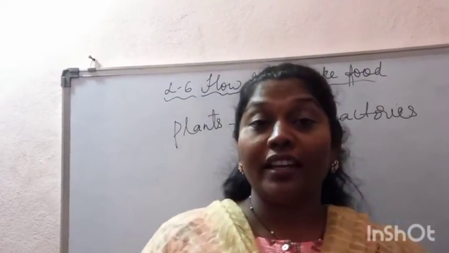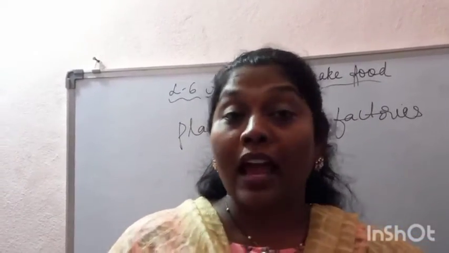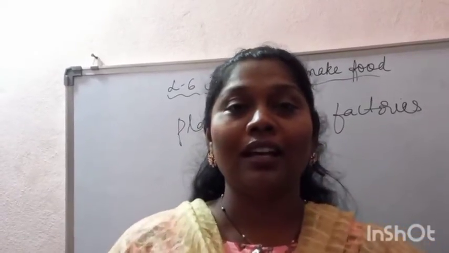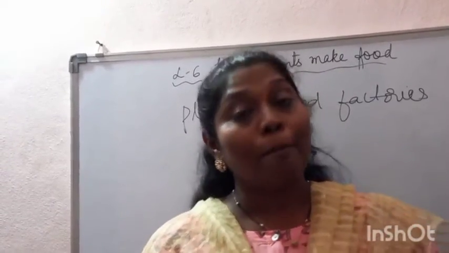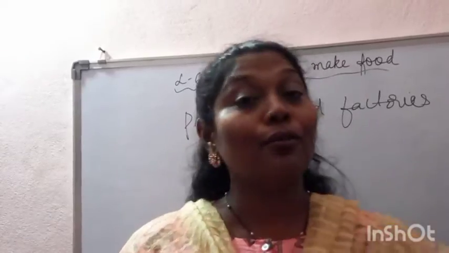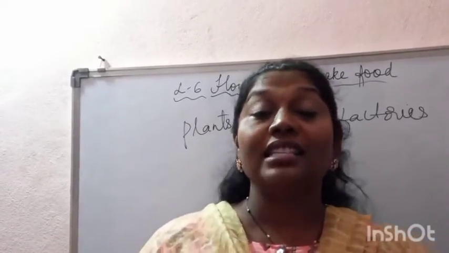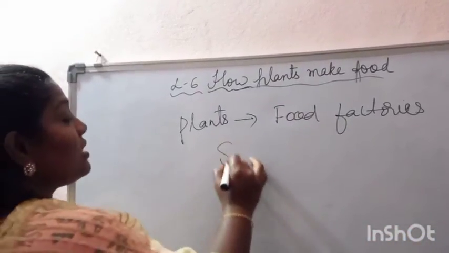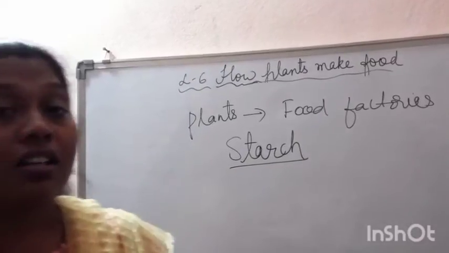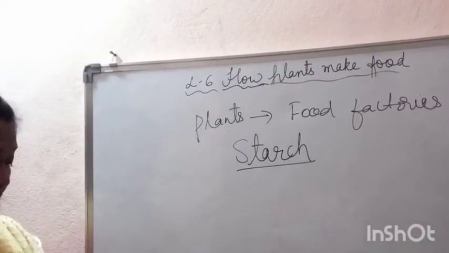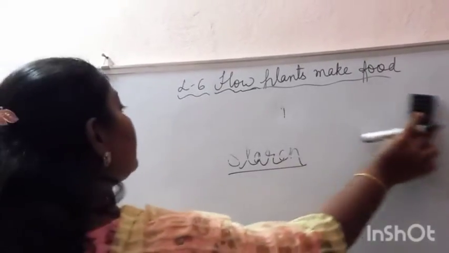Yes, children. So we are eating different parts of the plant. So plants are the food factories of the living things. Manaki ekkada nunchi vastundi? The main source of food is from the plants. And these plants are called food factories. And in which form is the food stored, children? In the form of starch. S-T-A-R-C-H. Starch. So children, now we will go to the next topic.